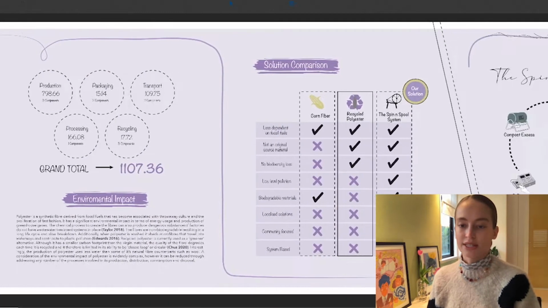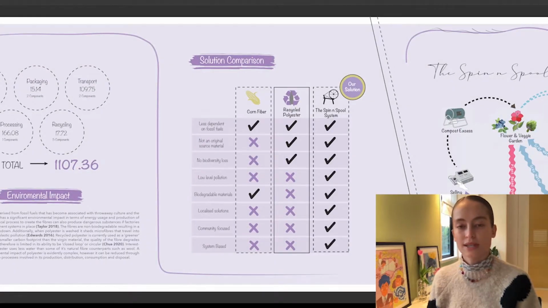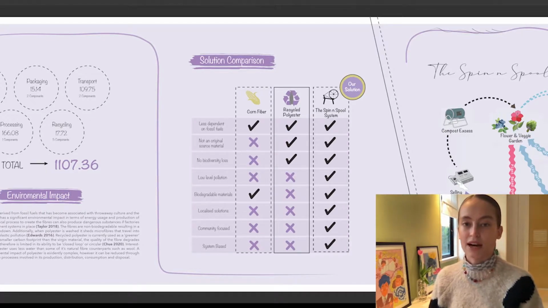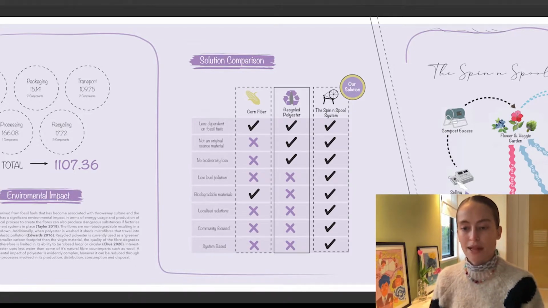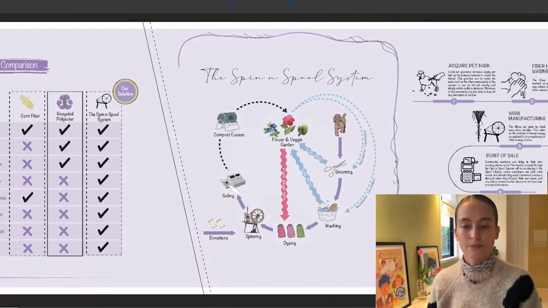As we approached our redesign, we first looked at purported sustainable alternatives to polyester: a natural fibre, corn, and recycled polyester made from plastic bottles. Whilst these are both less dependent on fossil fuels, they ultimately have a large environmental impact, as represented in the table. We reimagined the thread through a localised, community-focused, and systems-based approach. Our investigation led us to believe that this was a more meaningful and sustainable solution. Bella and Carla will now take us through the spin and spool system.